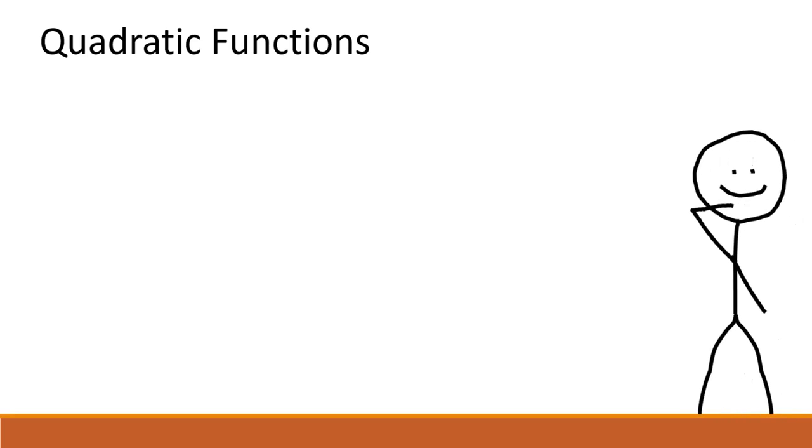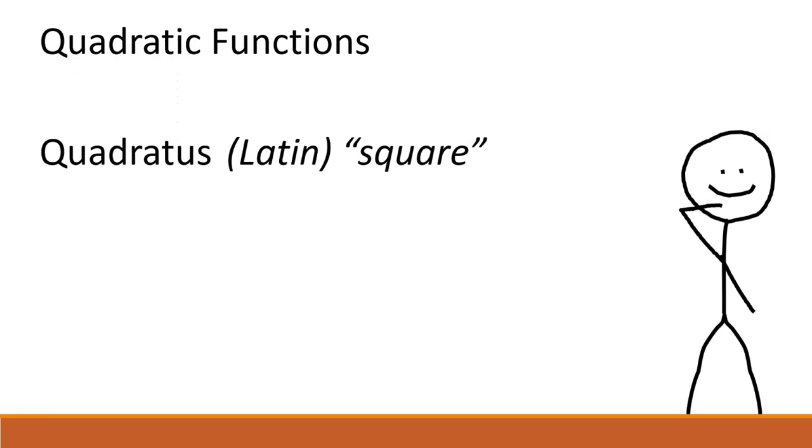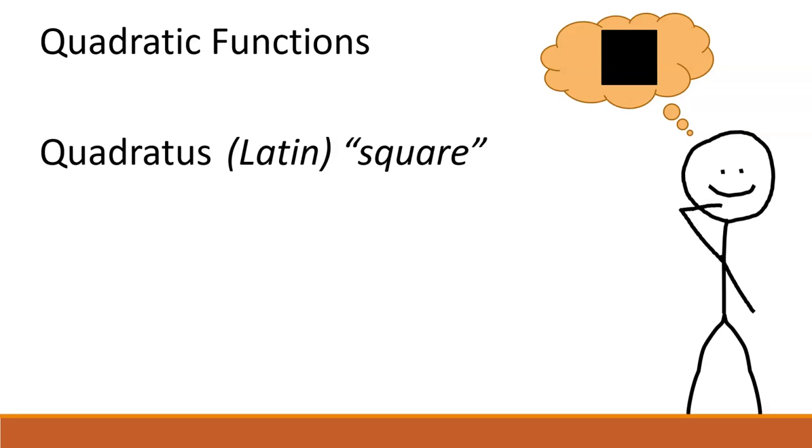Let's start talking about quadratic functions by thinking about the word quadratic. It comes from a Latin word, quadratus, which means square. What does the word square remind you of? That is one way to think of a square.